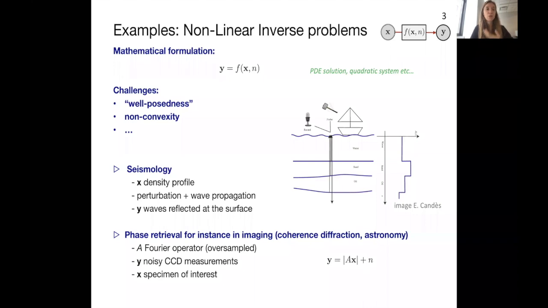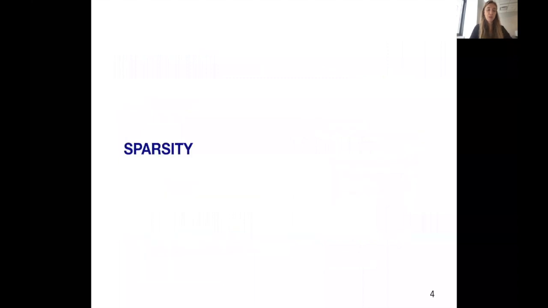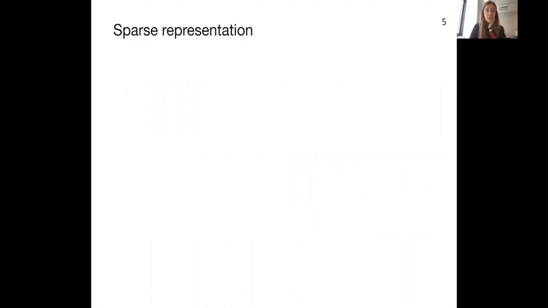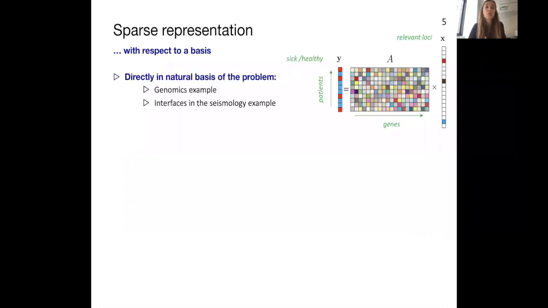Now, how can we use some prior knowledge on the signal in order to help the reconstruction? And the first type of help we are going to get is from sparsity. So it turns out that many of the signals we are interested in admit a sparse representation with respect to a certain basis. So sometimes it's easy to find the basis in which the signal is sparse, just because it's the natural basis in which we are thinking of the problem.